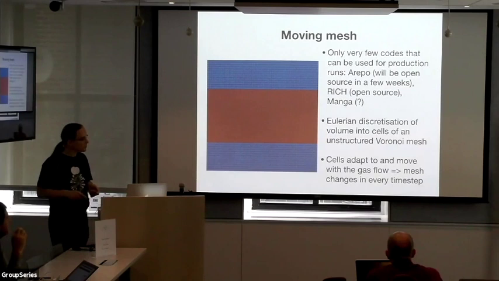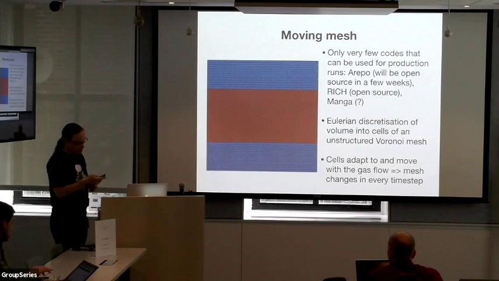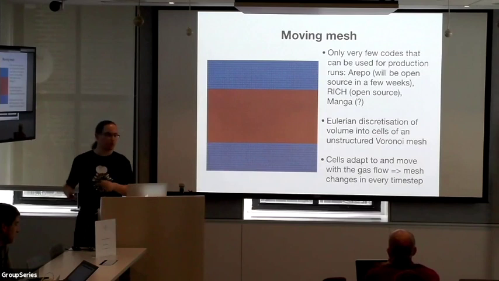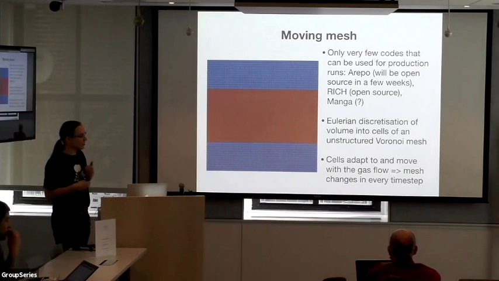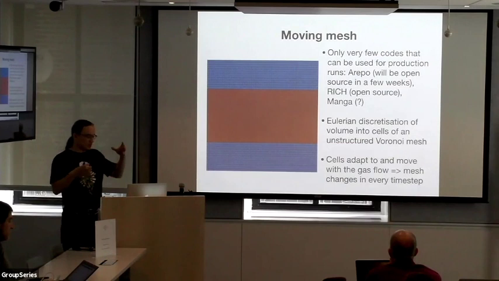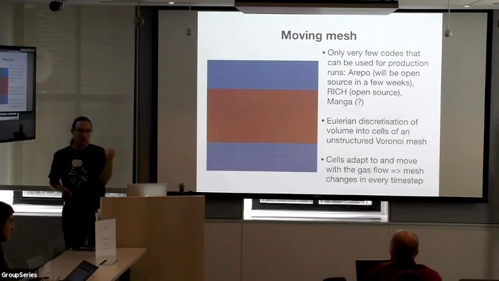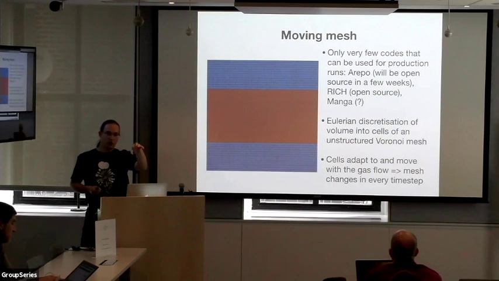So what's the difference here? This is also, like in the AMR case, a Eulerian discretization, so you discretize the volume, but the cell doesn't stay where it is, it moves with the flow. This is done using a so-called unstructured Voronoi mesh. The main important property of this Voronoi mesh is that it's spanned up by a set of mesh generating points. The definition of the Voronoi mesh is that every mesh generating point spans up a single cell, and all the volume that's closest to this mesh generating point compared to any other point belongs to the cell.